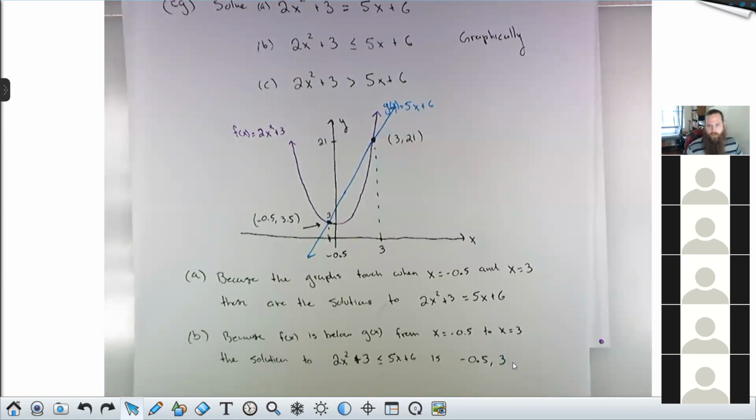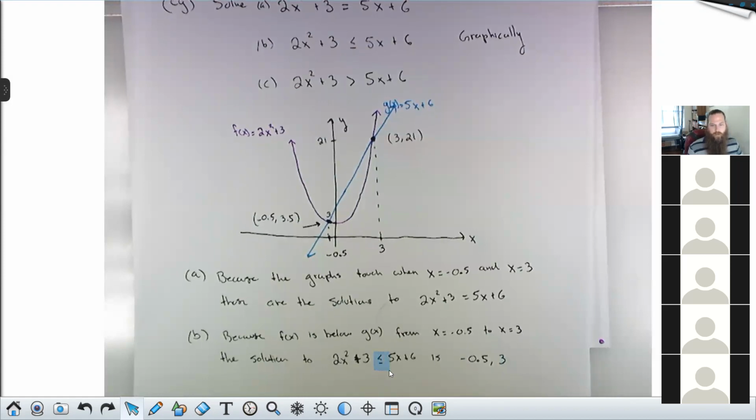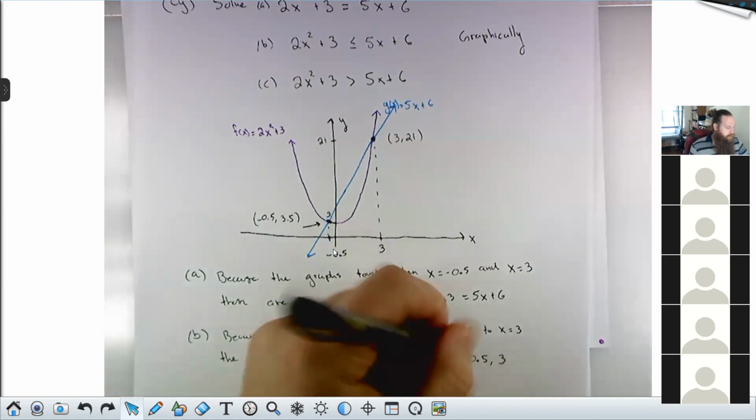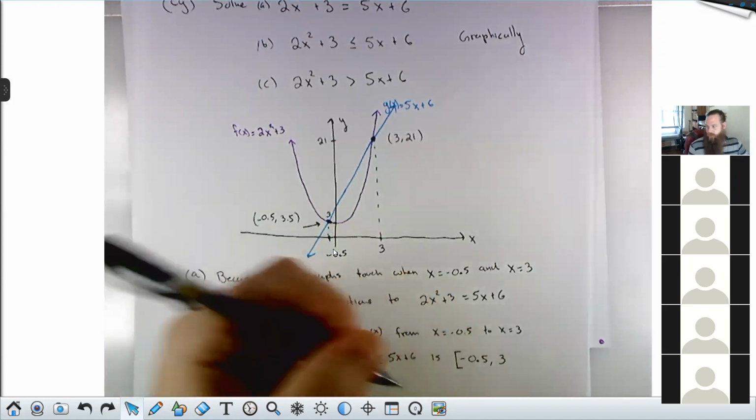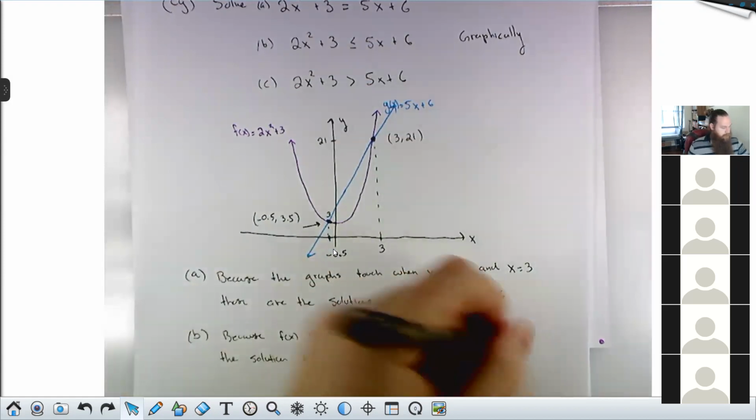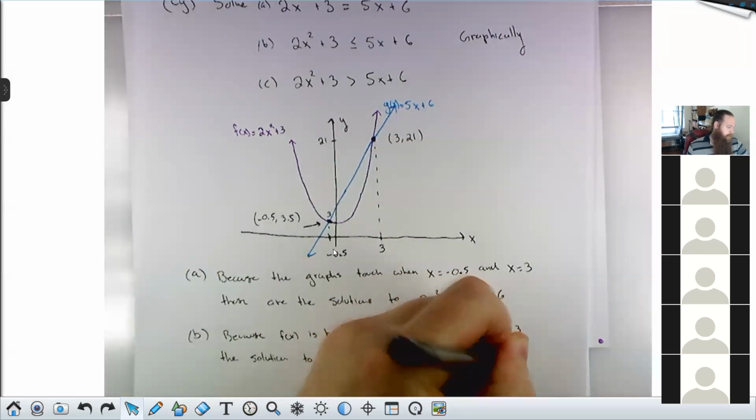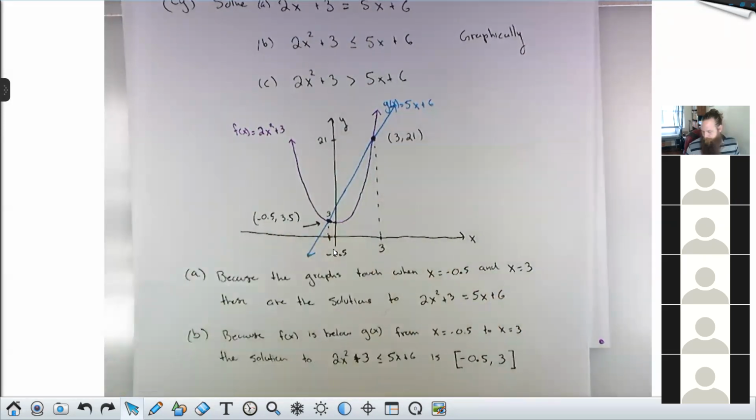Bracket, because it has the equals to sign with it. Excellent. Yeah, I'm looking for places where the one is less than or equal to the other. And when x is exactly negative 0.5, those functions are equal to each other. So negative 0.5 is a part of the solution set. And the same thing is true at x equals 3. All righty, any questions on A or B?